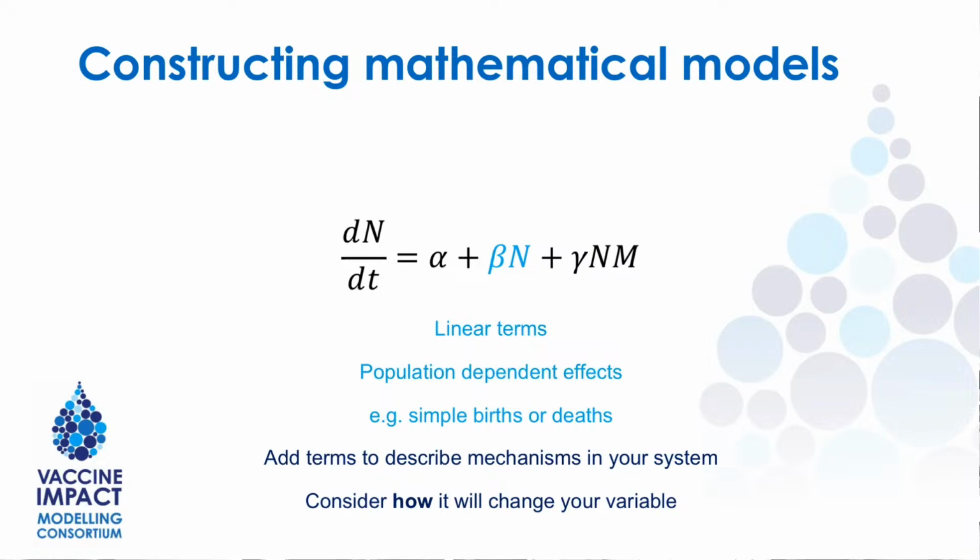We might have something slightly more complex. So here we've got a linear term in n in our population. So now we're saying that the rate of change of n with respect to t also depends on the population at that time. So we'd say this is a population-dependent effect. An example of this is simple births or deaths. We'll be looking at examples of simple birth and death in the SIR model, I think this afternoon. But we're saying the rate of change depends on the population itself.